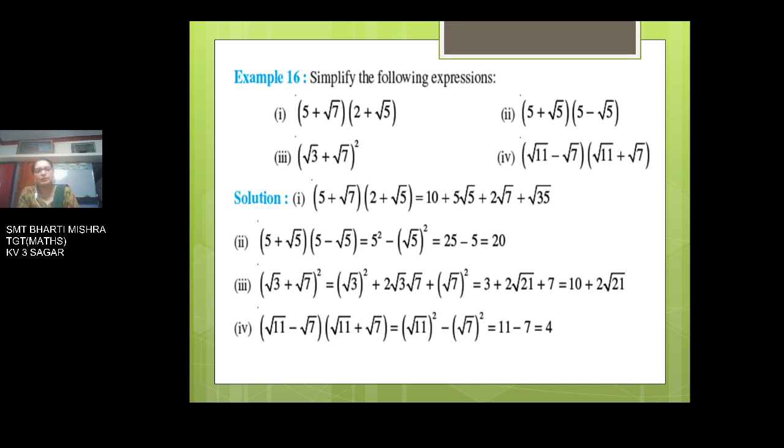Now the fourth part, that is (root 11 minus root 7) into (root 11 plus root 7). Here again we have (a plus b) into (a minus b). So a square comes to be root 11 whole square minus root 7 whole square, that is 11 minus 7 results as 4.